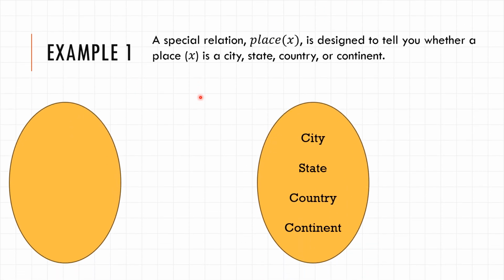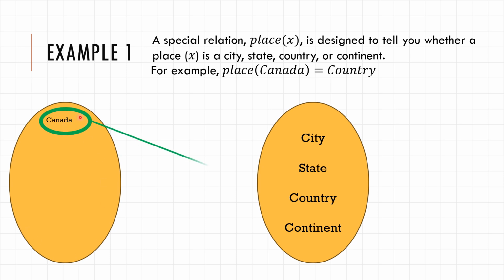In this example, a special relation, which is called place at x, is designed to tell you whether a place, which is whatever you put in here for x, is a city, a state, a country, or a continent. For example, if I put in Canada, it would say, okay, Canada is a country. So if Canada is one of the possible inputs, the function takes that and says, oh, I know what that is. That's a country, and it would tell me that.